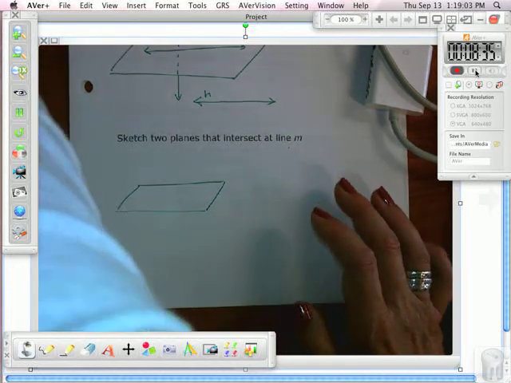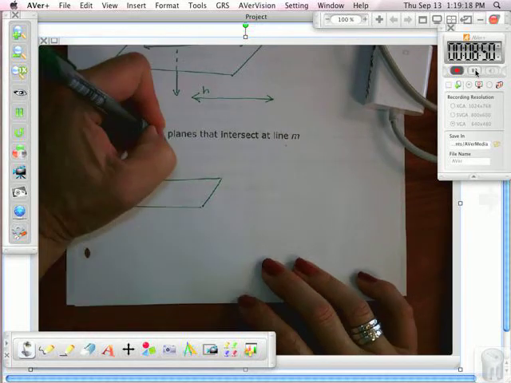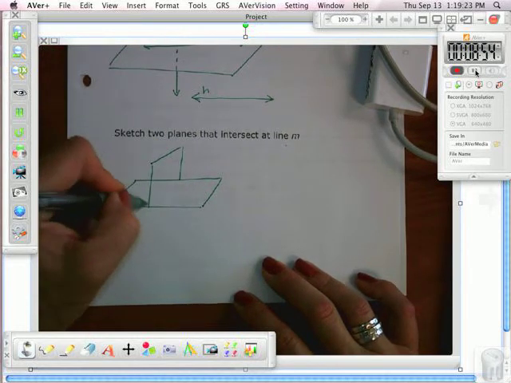Now, what I'm going to try and draw is this. Okay? So, right now I've drawn this plane. Now I got to try and draw a plane going through it. So this is kind of how I'm going to do it. It's not pretty, but it's okay.